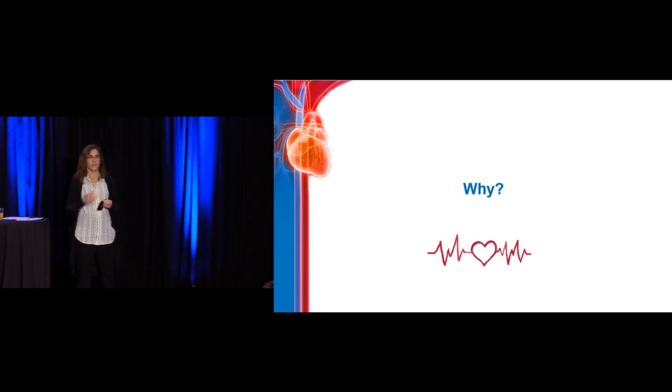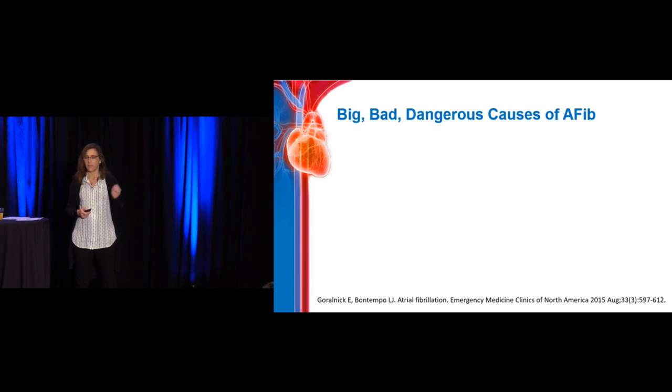Again, as I said, the incidence of AFib goes up as you get older. So by the time you're 80, if you have AFib or new onset AFib, that's probably pretty reasonably related to age, but you have to investigate other causes. Younger patients, you absolutely have to investigate other causes. And there really are the big, bad, dangerous causes of atrial fibrillation.